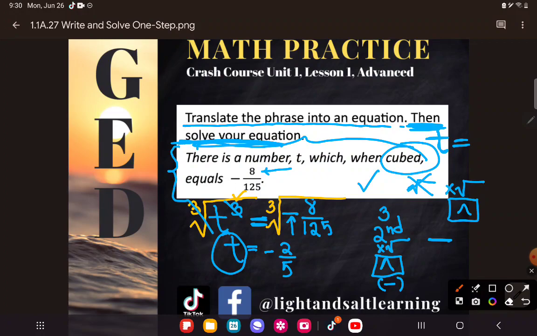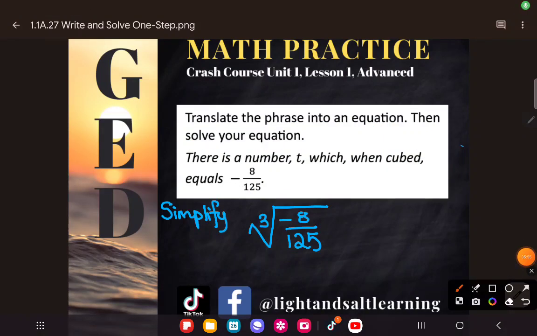So boom, now I said we've done 2 of those skills. We've translated into an equation. We've solved an equation. Those are 2 big GED skills. But like I said, they love radicals, combined with negatives or combined with fractions on the GED. So let's go take a look at how we would have done that by hand.